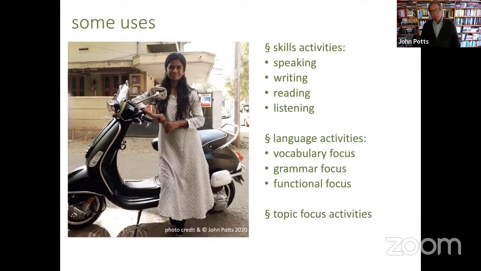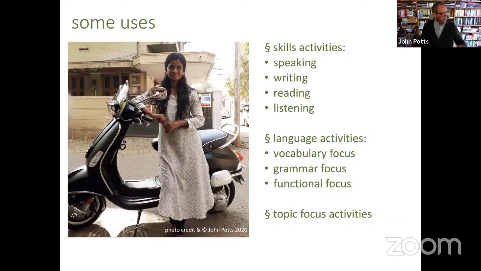Or it may be that the picture can be a topic focus. In other words, we have a picture here, for example, of this two-wheeler or scooter, and we can talk about the different forms of transport and which are best suited for the city and which are better suited for the countryside and so on. So it could be a topic, transport, and this picture is a trigger or a springboard for that. Okay, so that's some of the uses of pictures then, the uses of images. All right, let's just move on.